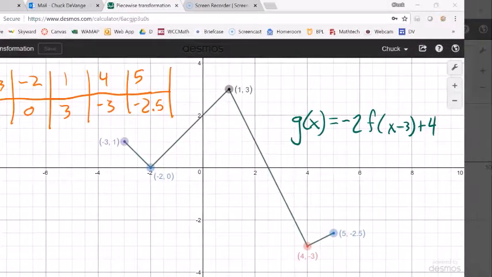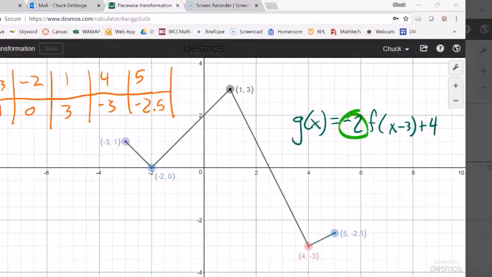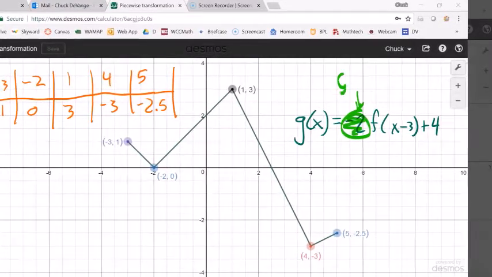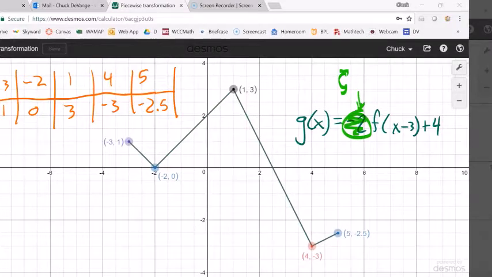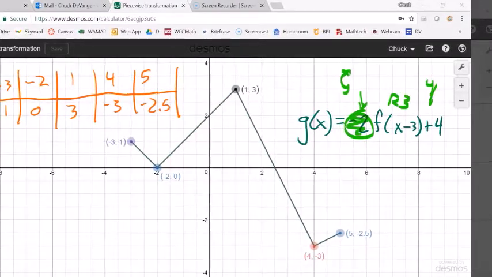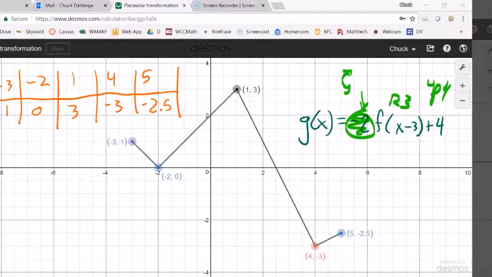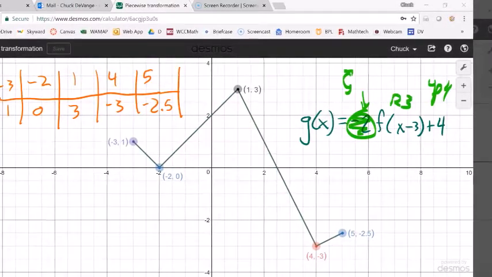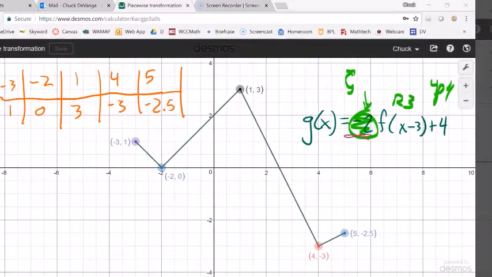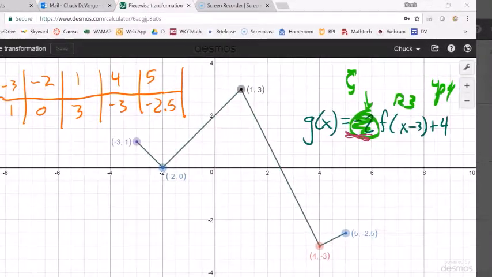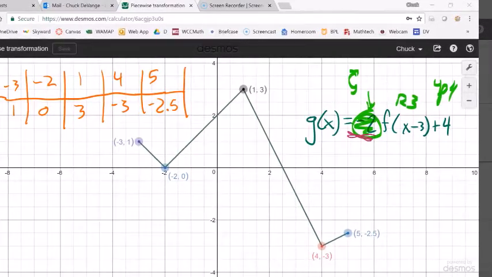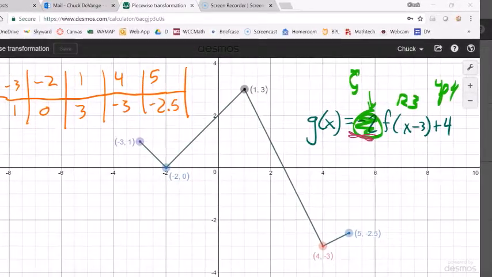I'm going to do one more. And on this one, if you'll notice, I'm multiplying by negative 2. So this is going to flip it and stretch it. This part will move it right 3, and this part will move it up 4. So let's think about what each of these pieces would do, and we'll graph it. So this stretch, this negative 2, it's going to take all these y values and multiply them by negative 2, right? Double them and then flip them.